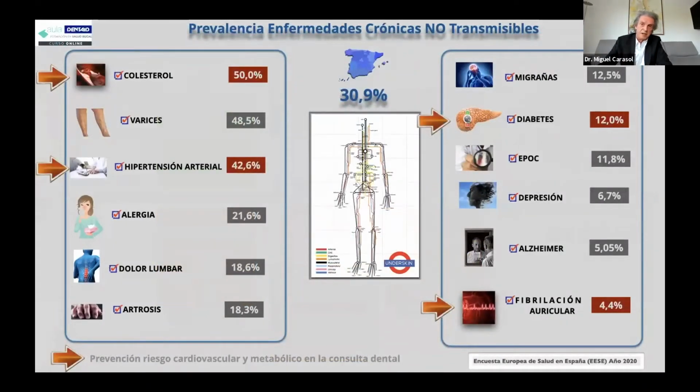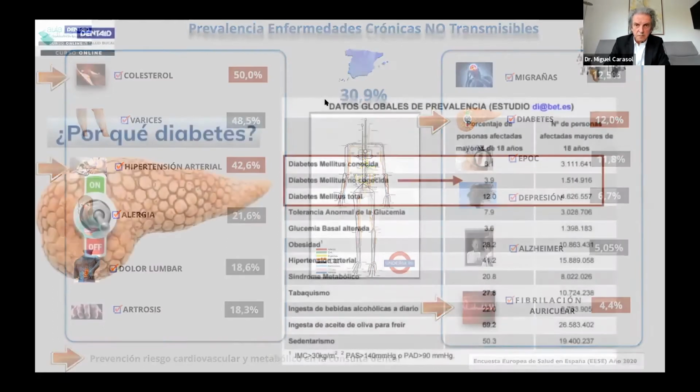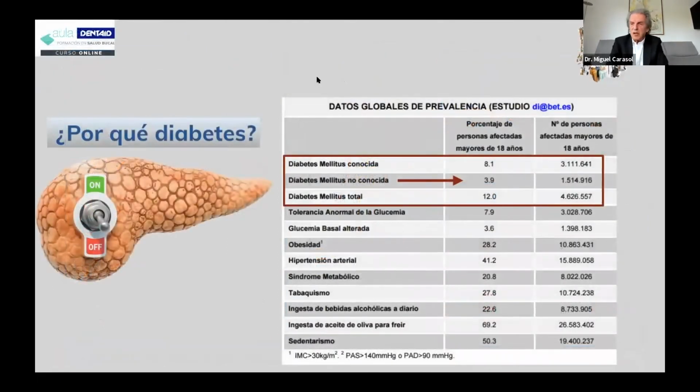As you remember, probably, the non-communicable chronic diseases affect a very wide range of population. We're speaking about Spain and these numbers. You also have in the orange, yellow, the most important aspects like cholesterol, high blood pressure, diabetes, and auricular fibrillation, among others. I don't know why I cannot change. Okay, great.